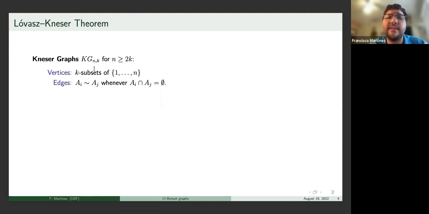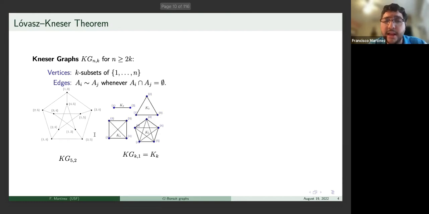The Kneser graphs are a family of graphs parameterized by two parameters, n and k. The vertices are the k-subsets of the numbers from 1 through n, and we draw an edge between two of those k-subsets whenever their intersection is empty. Some examples: the ubiquitous Petersen graph can be seen as the Kneser graph (5,2), meaning that the vertices are pairs of the numbers from 1 through 5. And the complete graphs are also examples of Kneser graphs where the second parameter is 1.